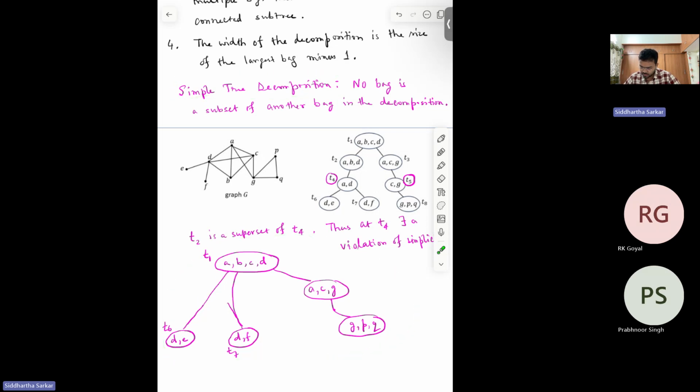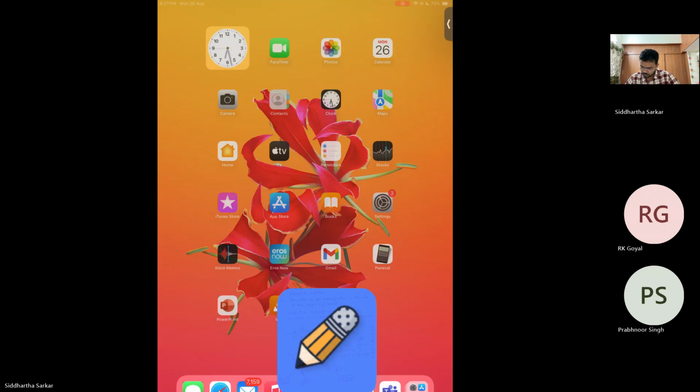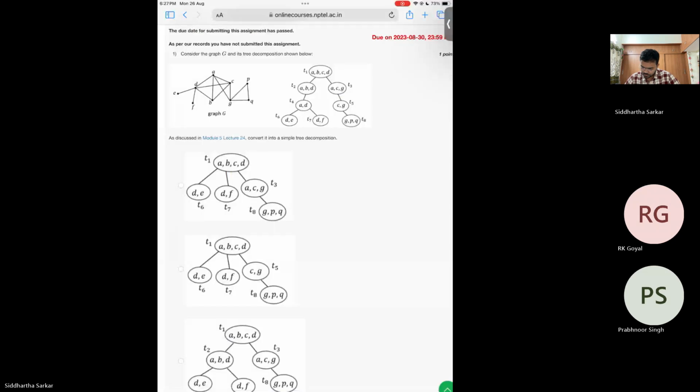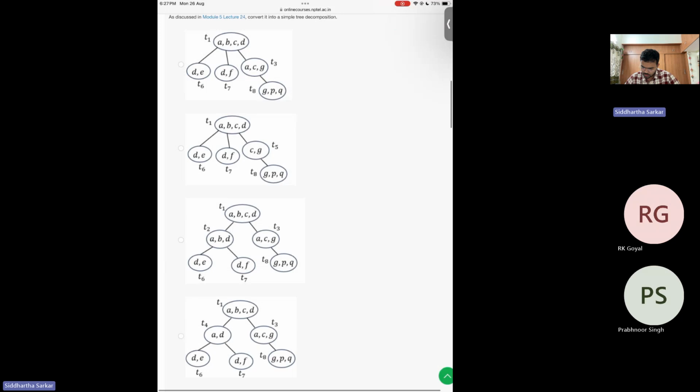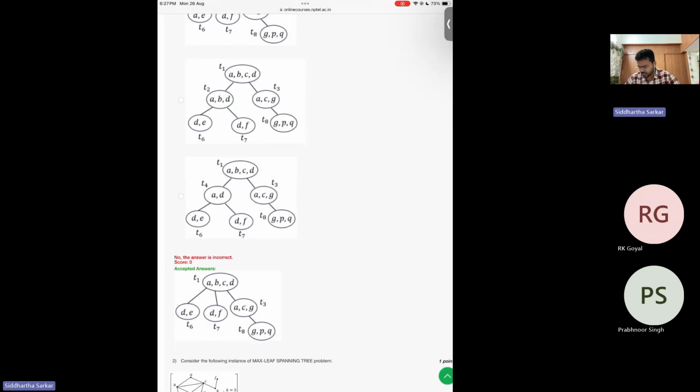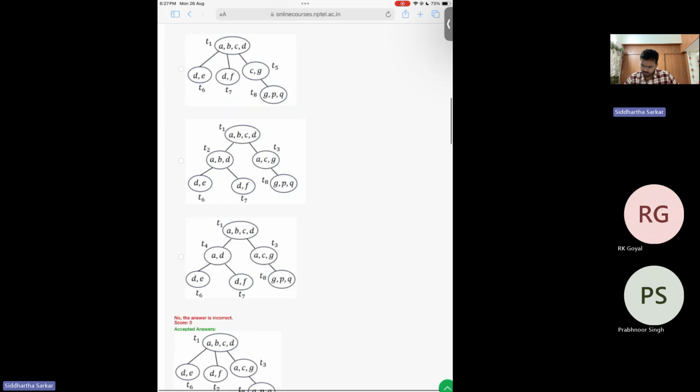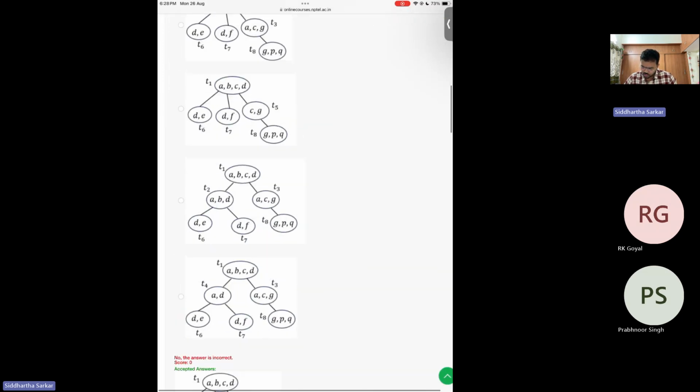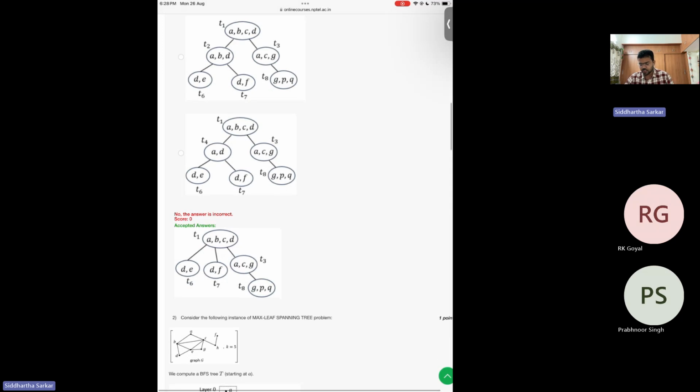So let's look at the options. The first level we have ABCD. Second level we have ACG, DE, and DF. And the third level we have GPQ. Yeah, this is the answer. This is the accepted answer. This is exactly what we have got. So this is the first option, A, I think. But anyhow, this is the way to convert a tree decomposition into a simple tree decomposition. It's very straightforward. Okay.